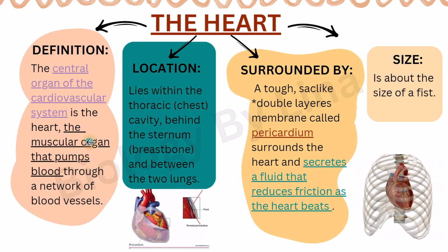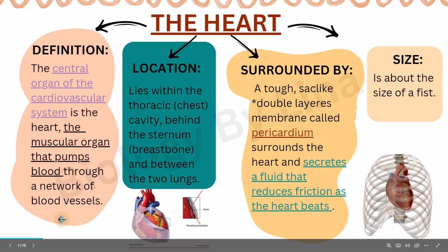The heart is a muscular organ, which means it's made up of muscles, and these muscles are cardiac muscle, which we mentioned in chapter 1. We said that cardiac muscle has striations, which means dark and light stripes, and also has a single nucleus, and it is involuntary, which means we cannot control it consciously. What is the main function of the heart? The heart pumps or moves the blood through a network of blood vessels.